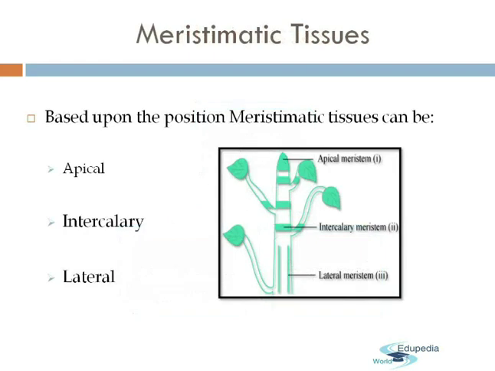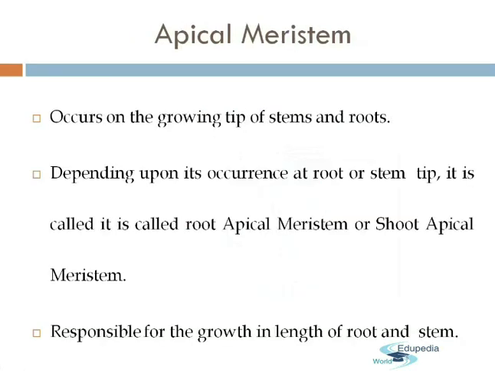Now, based upon the position, the meristematic tissues can be of three types. First is the apical meristematic tissues, second are the intercalary meristematic tissues, and the third one are the lateral meristematic tissues. Let us discuss briefly about each of the type of meristematic tissues. First, we start with the apical meristematic tissues. It occurs on the growing tip of the stems and roots.